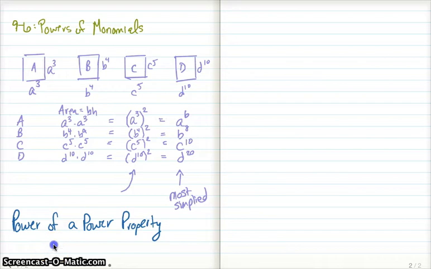So in other words, if we have a to the m, which happens to be to the n, we can simplify this to a to the m times n. Let's take a look at some examples.